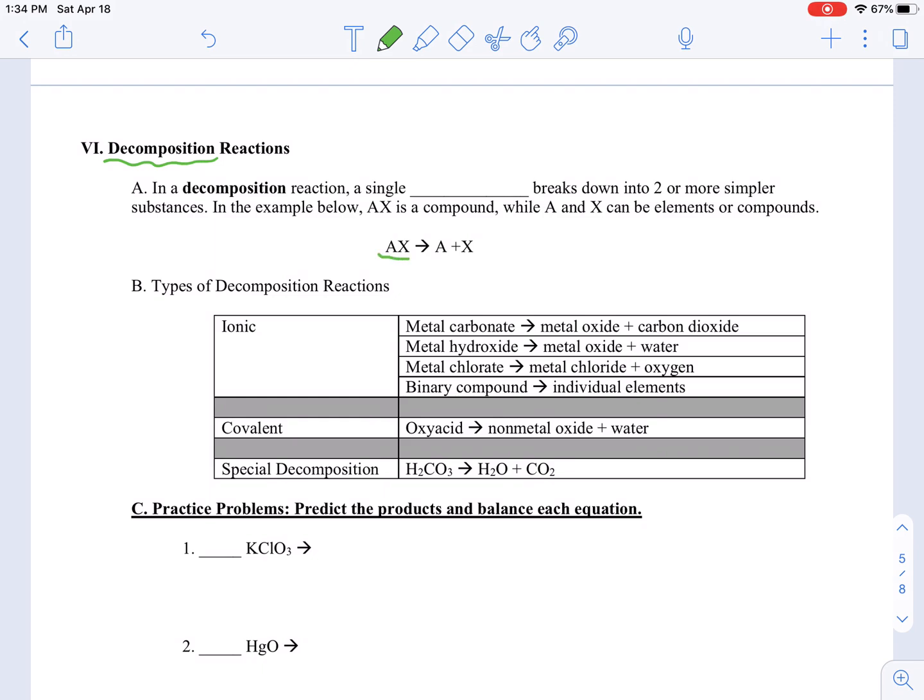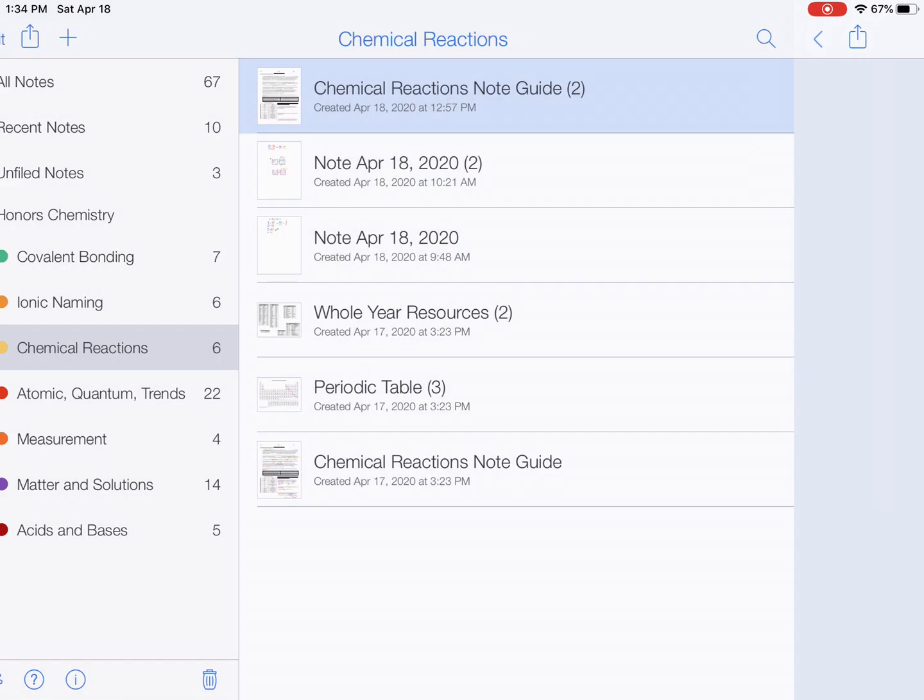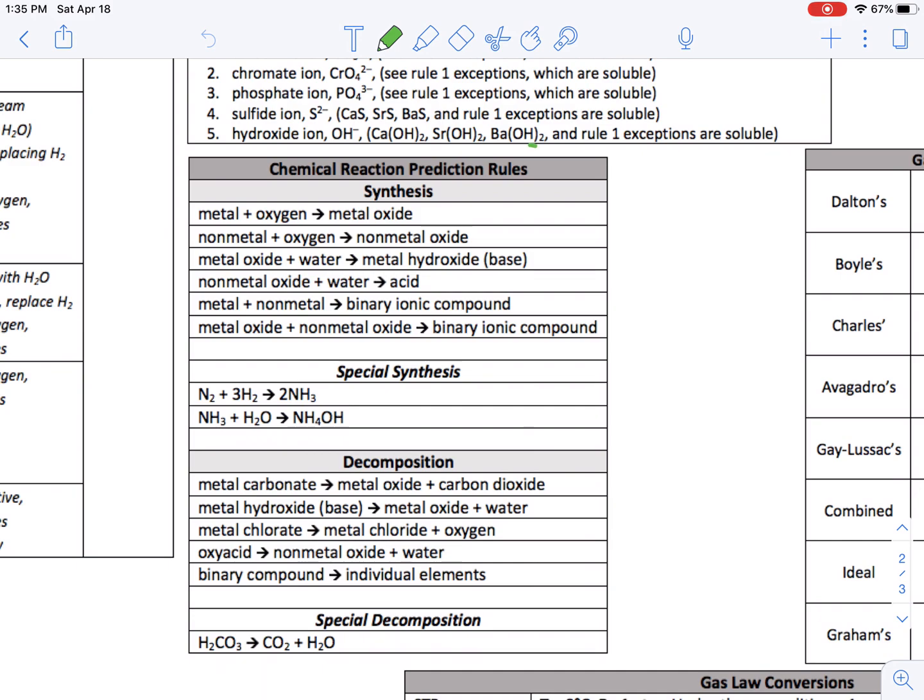So how can you identify a decomposition reaction? Well, it always starts with that single compound. Now, much like synthesis, there are many different types of decomposition reactions. So this table that you see here is the same table in a slightly different order as you see on your whole year resources page. So under the chemical reaction prediction rules, down here you will notice decomposition, right? So having that out, having your resources for the whole year is really valuable.